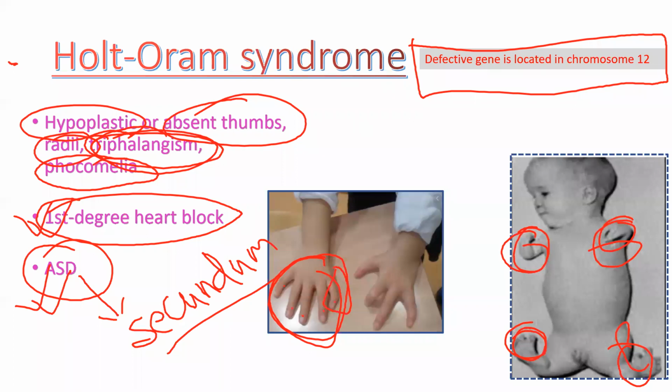Never forget this thing. The Holt-Oram syndrome, the problematic gene is located in which chromosome? Chromosome number 12. Right, very good.